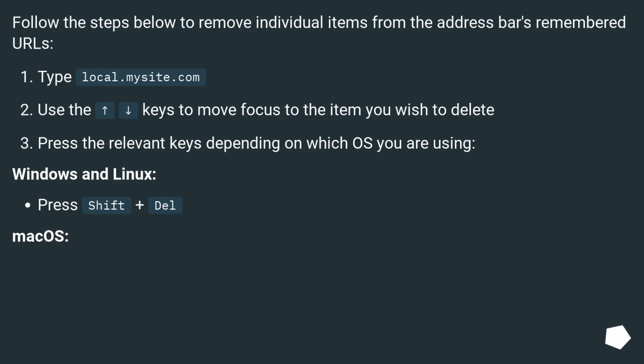Follow the steps below to remove individual items from the address bar's remembered URLs. Type local.mysite.com, use the arrow keys to move focus to the item you wish to delete, and press the relevant keys depending on which OS you are using. Windows and Linux: press Shift+Del.